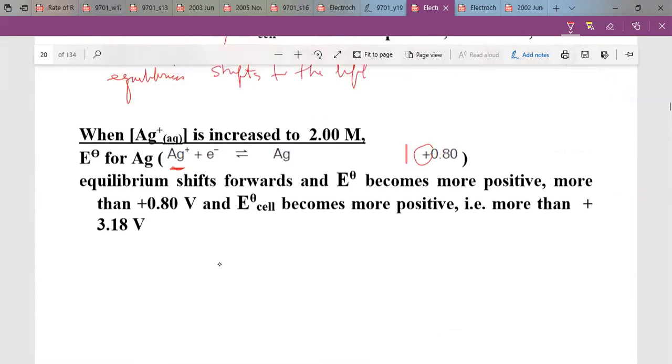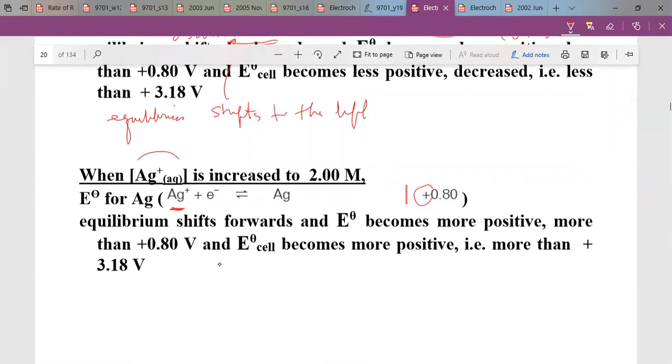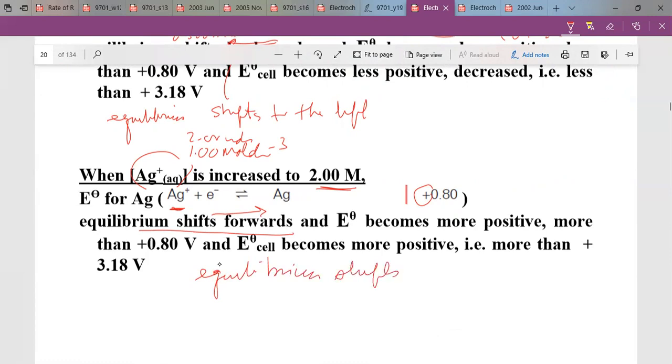How about if I increase it now? If I increase the silver ions to 2 molar. Now here is 1 molar, this is 1.00 mole per dm cube, and now I increase to 2. So what happens? The whole thing becomes disturbed again, and the equilibrium position shifts forward, or shifts to the right. How you argue is very important. Shifts forward, shifts to the right-hand side.